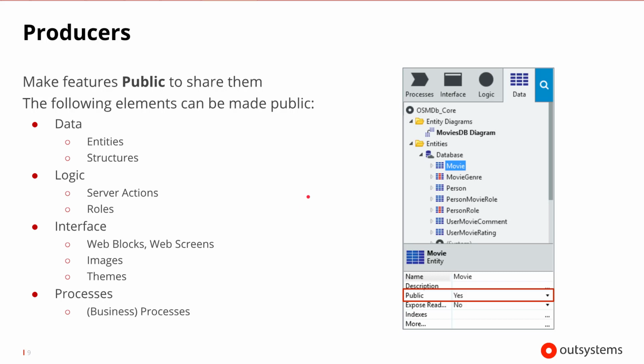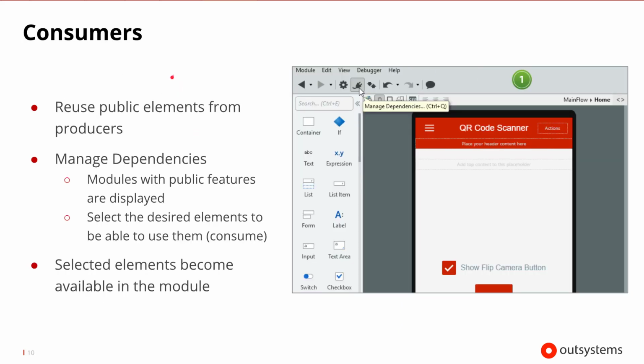Now to do that, we would go, and here's an example of a movie entity being stored in the database. That movie entity has a public property. And if we set that public property to yes, that means that it can now be shared outside of this module. So other modules will be able to discover this entity for the movies and be able to use it. So consumers will be able to reuse those public elements that are made available from the producers.